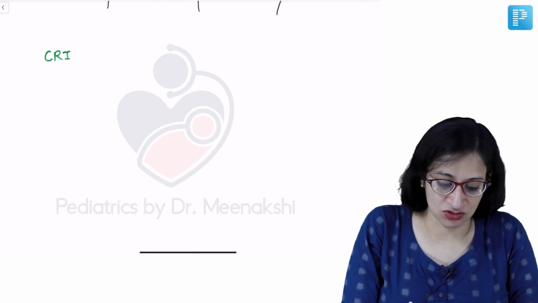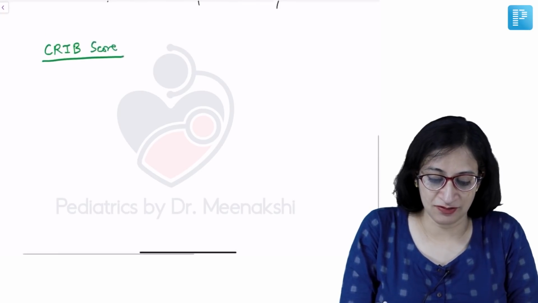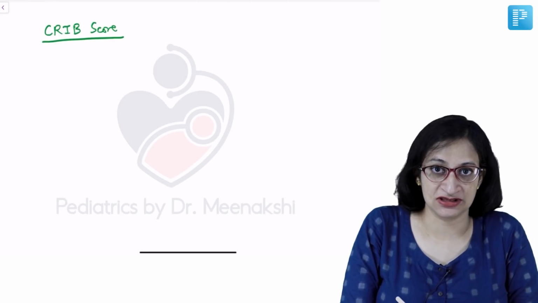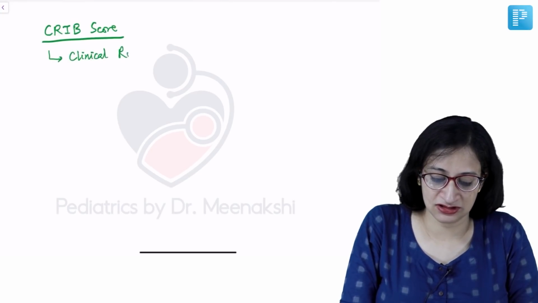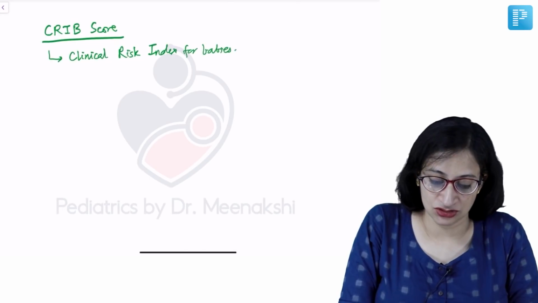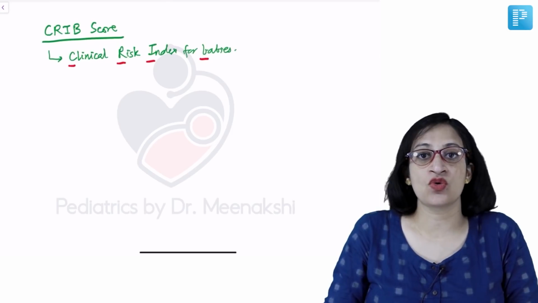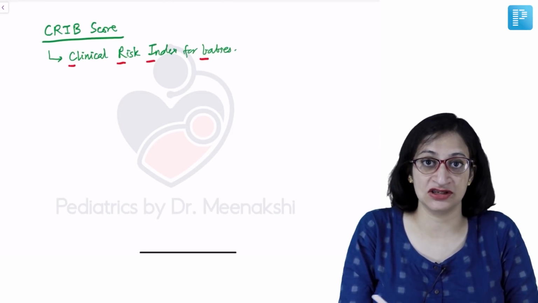So what is this Crib score? Now Crib is an acronym which stands for Clinical Risk Index for Babies. Okay. So you can see Crib, Clinical Risk Index for Babies. This is a score that predicts the risk of mortality of a baby in NICU. So it is used for critically sick neonates.